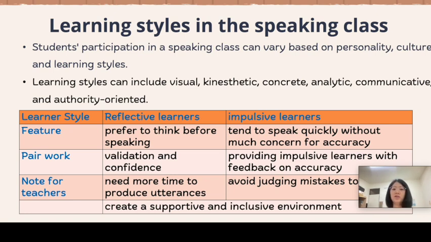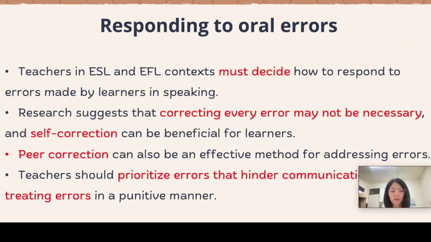Balancing oral participation can also be achieved by incorporating extended quiet writing steps before general discussion. And so, by understanding and addressing the needs of both reflective and impulsive learners, teachers can create a supportive and inclusive environment that encourages all students to participate and develop their speaking skills effectively. And next part, we will also learn how to respond to oral errors.